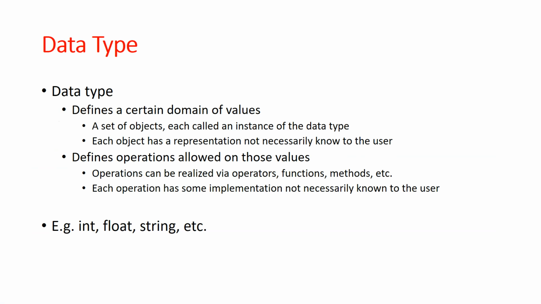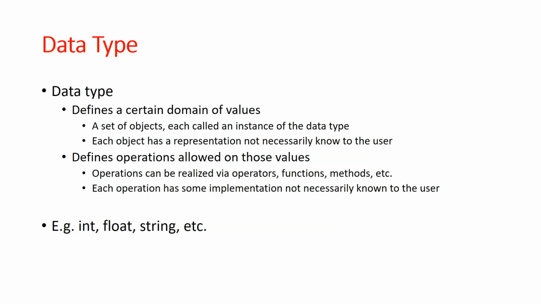You are already familiar with the concept of data type. You've seen data types such as integer, float, double, character, and even non-primitive data types such as strings and other classes. A data type basically defines a certain domain of values, and also defines operations that are allowed on those values. So for example, an integer data type includes numbers such as -100, -2, 0, +5, +200, etc.